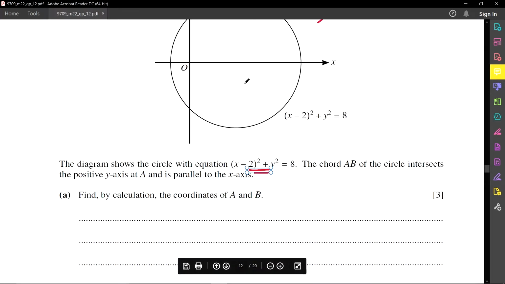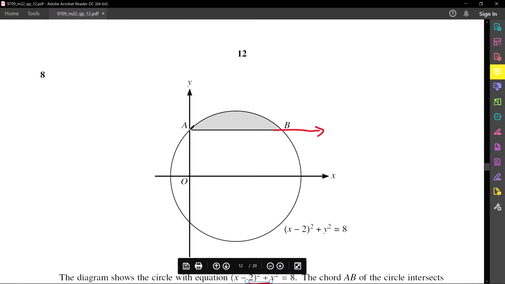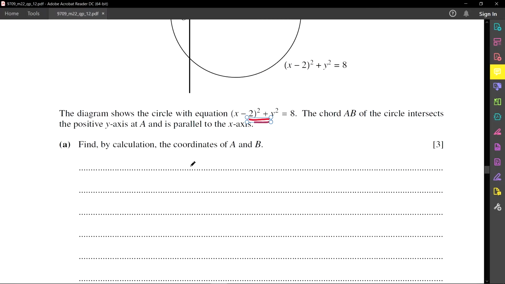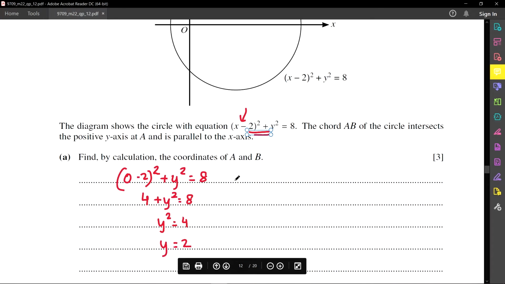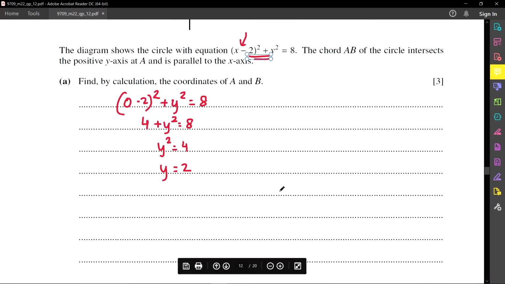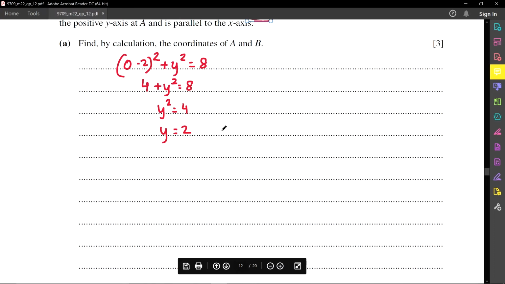Okay, what we can do is the circle is touching the y-axis. On the y-axis, you know that x is 0. So to find A, plug in x equal to 0 in the circle equation. So you get 0 minus 2 whole square plus y square equal to 8. 2 square is 4, so y square is 4 and y is plus or minus 2. But A is on the positive side above the origin. So y is 2. Therefore, the coordinates of A are 0, 2.